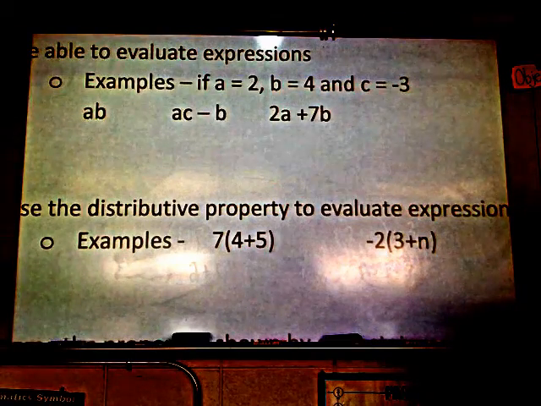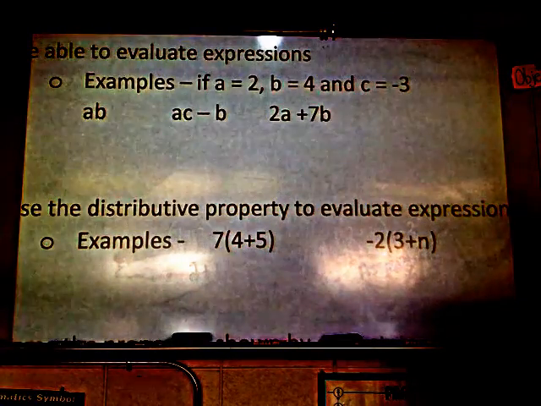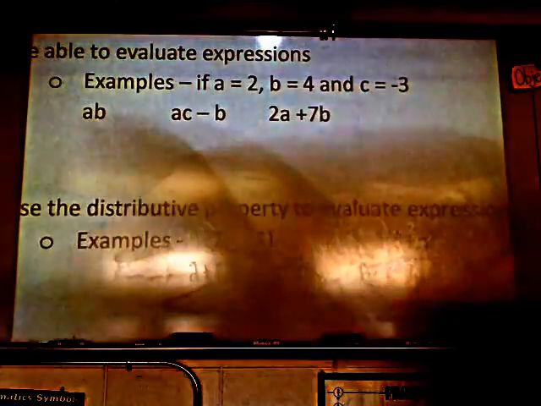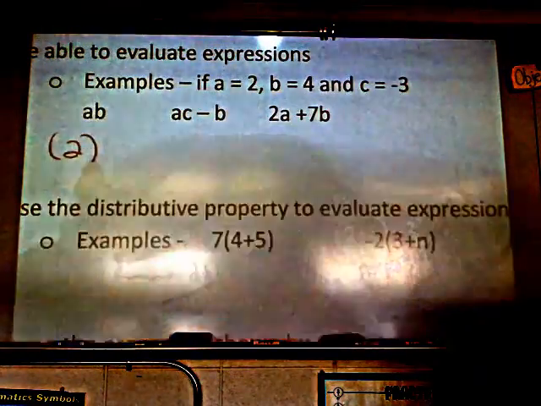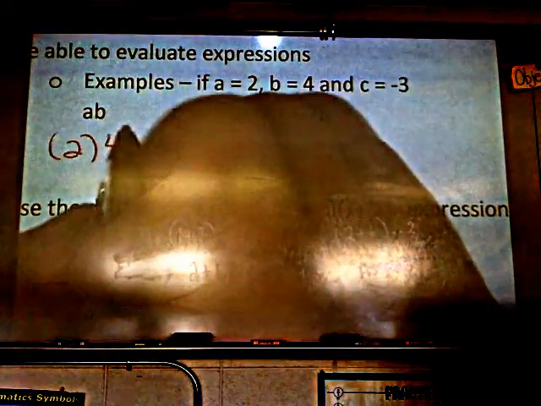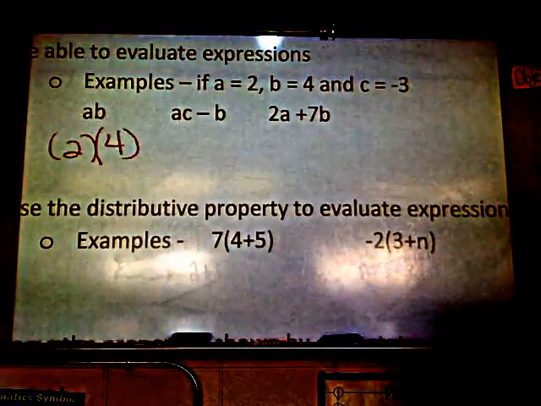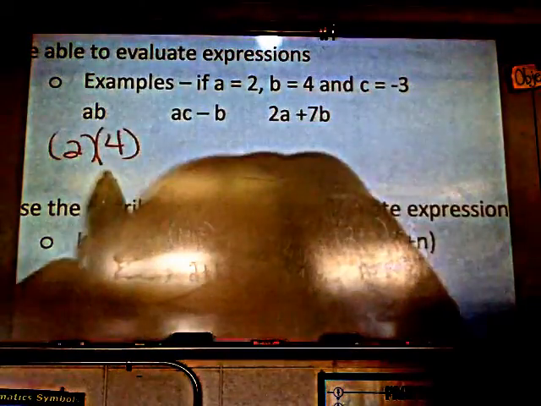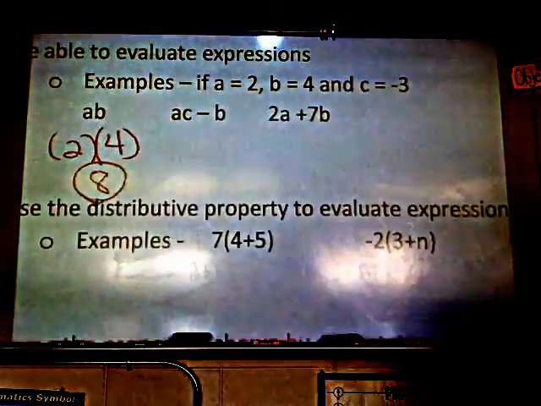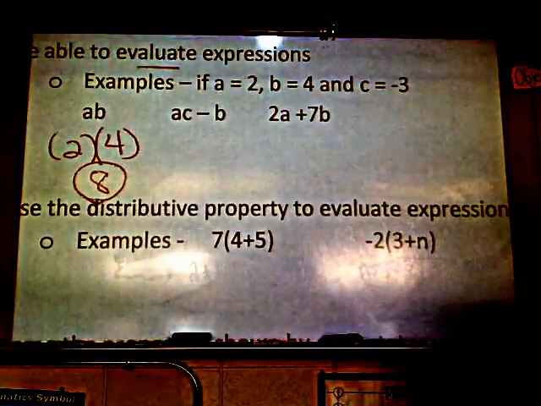When you're working through this, think to yourself: AB is the same as multiplying. And I know A is equal to 2 and B is equal to 4. So technically that means 2 times 4. Well, 2 times 4 is 8, so I've evaluated it, or solved for it.